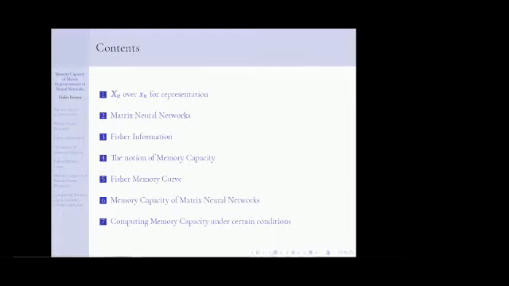Then we will define the Fisher memory curve. That is just how memory decays over time. And finally, we will calculate this Fisher memory curve for matrix neural networks, and hence in that sense, this whole talk will be self-contained. We will pose a question in the first slides and then we will answer it.